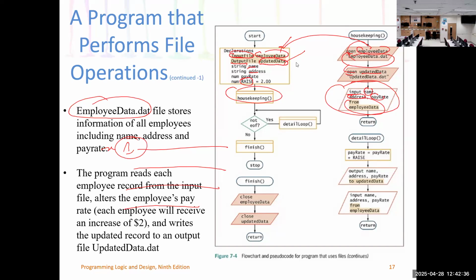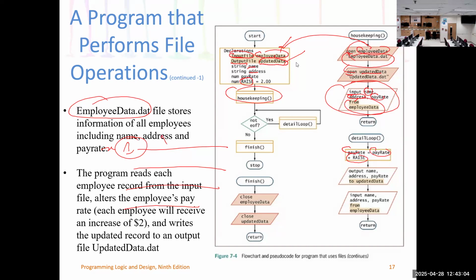Yeah, you keep the name the same. You don't change anything with name. You keep address the same. The only thing you want to change is that you increase the pay by 2. Right? So what is it? You see, I don't touch anything with name. I don't touch anything with address. I don't touch it. But the pay rate here, I increase the pay rate by 2 here. Make sense?